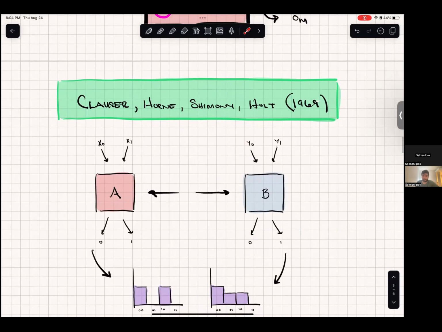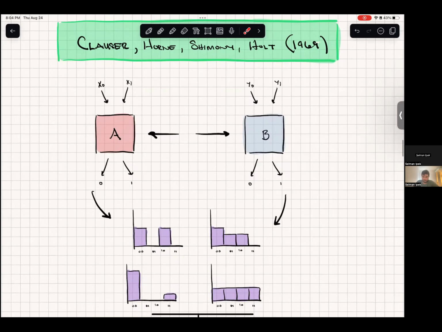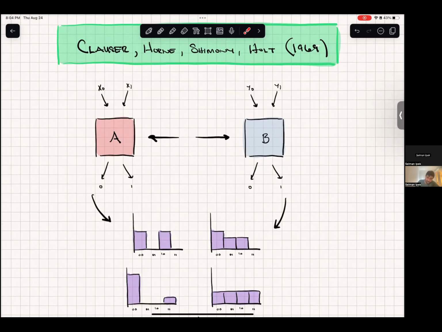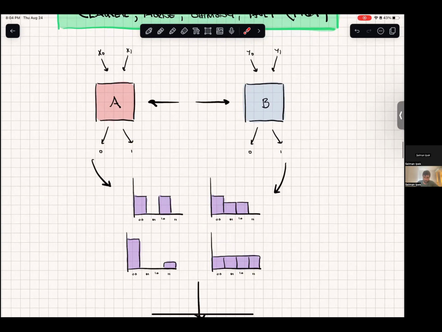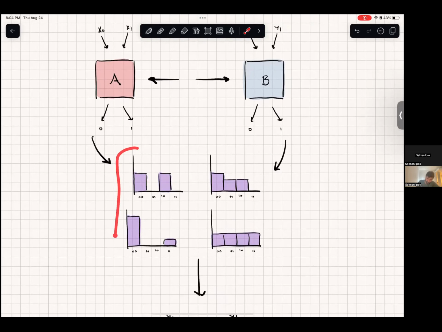So we're going to look at a sort of simple version of this problem due to Clauser, Horn, Shimony, and Holt in 1969. Suppose we have two distant parties, Alice and Bob, and they each have two possible inputs. Now, Alice could choose X0 or X1 as an input. Bob could choose Y0 or Y1. And altogether, there's four possible input settings that they jointly have: X0 Y0, X0 Y1, X1 Y0, X1 Y1. So those are pictured right here.